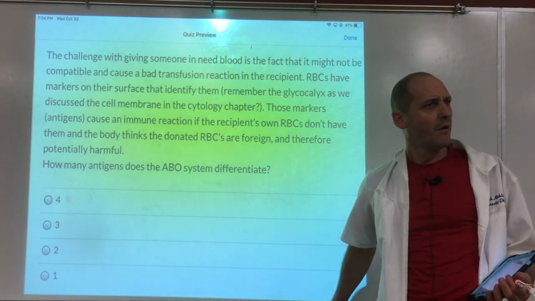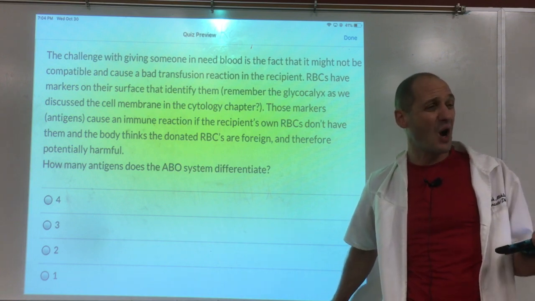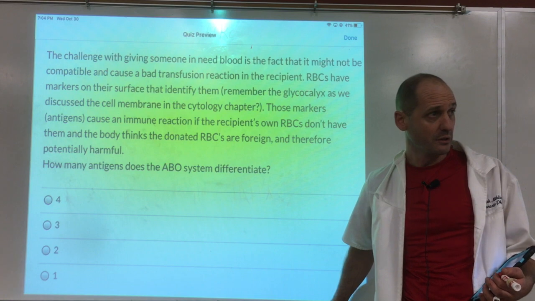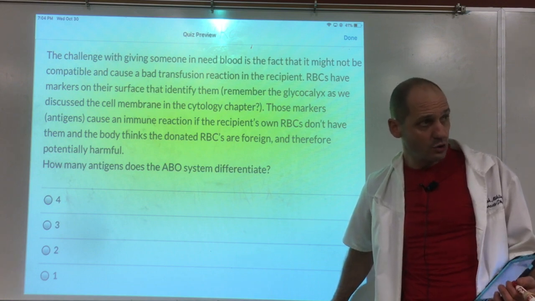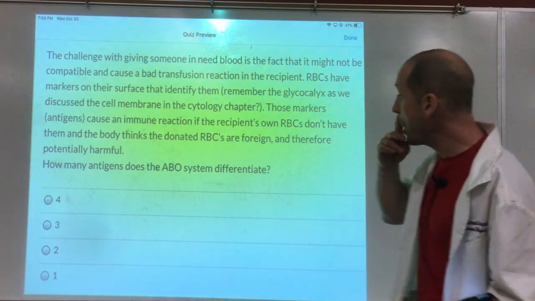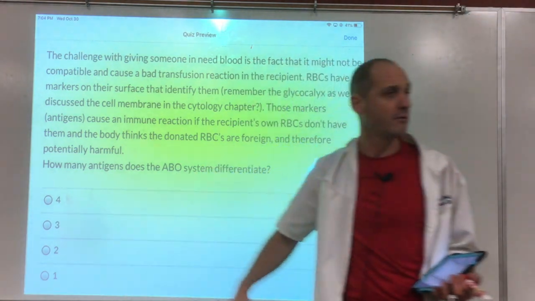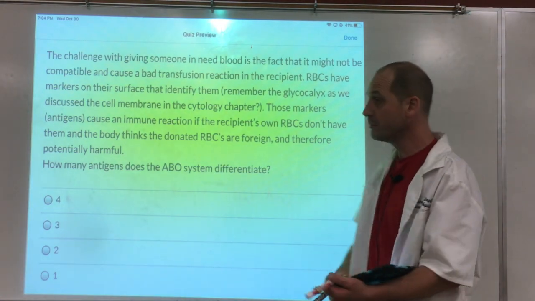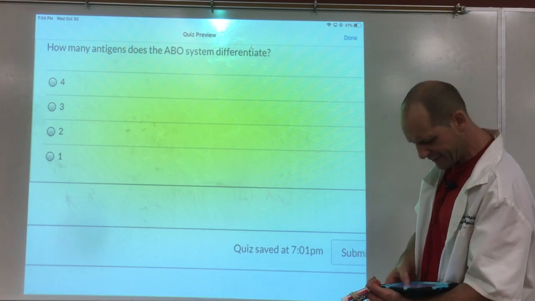That's a big problem. There are many of these markers on blood cells, but a couple of things cause reactions. That's the ABO system and then the RH system. Those are the ones we want to know about. In the ABO system, how many antigens do we actually differentiate? Two. It's that complicated.